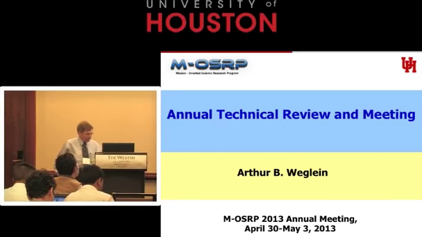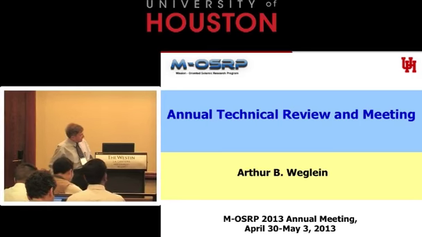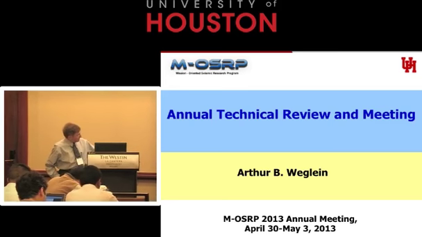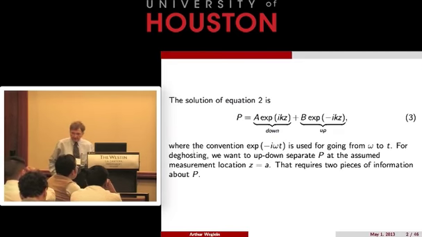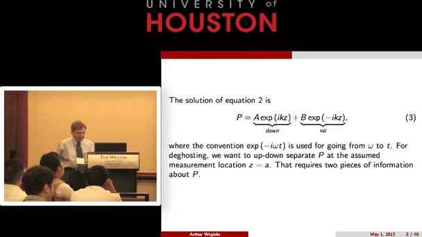So, starting again with a simple-minded 1D normal incidence acoustic equation 1. You take it to the temporal frequency domain, you get equation 2. And you go to the up-down, just remind me what we use. Yes? And the B term is the deghosted part of the pressure field. That's what we were saying before.